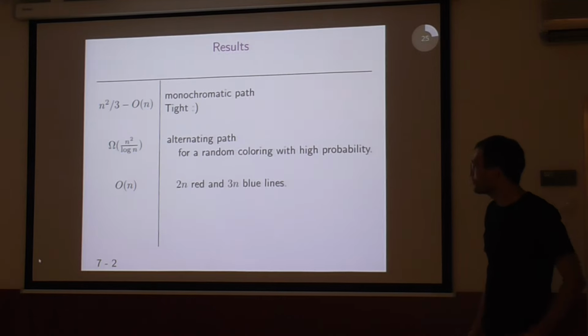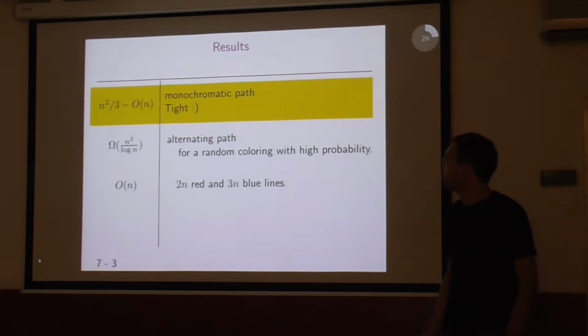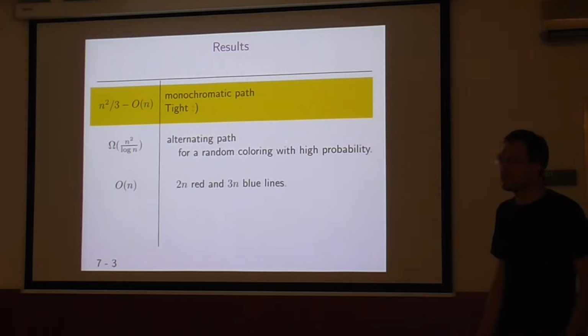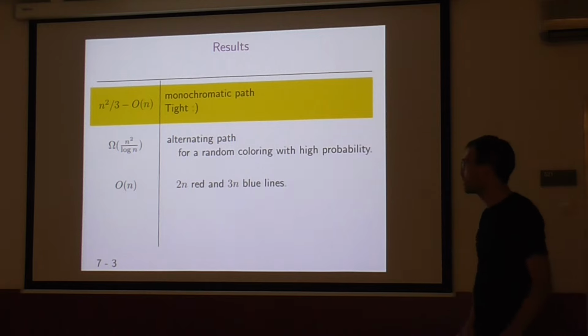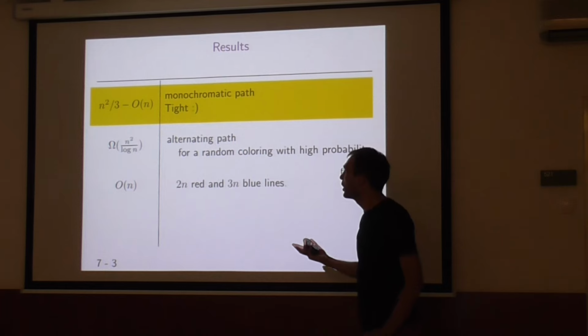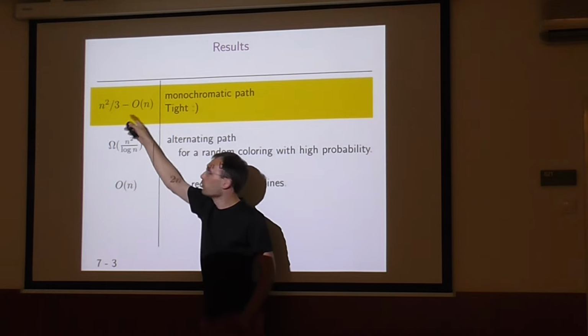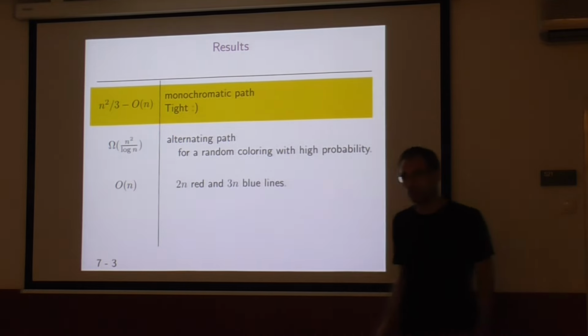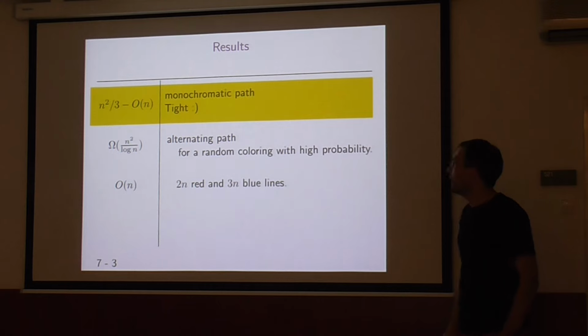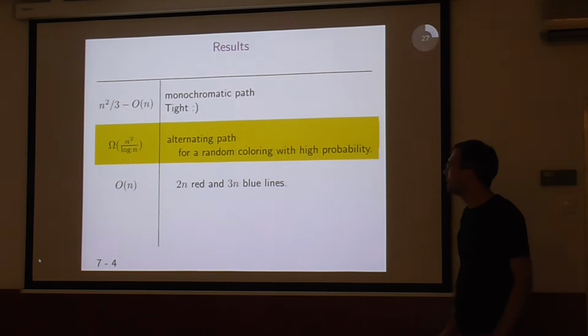So what did we do? As the first result, we made this upper bound tight. They showed at most n squared over 3, and we show at least n squared over 3. So up to a little o of n term, this result is tight. This is our main result.